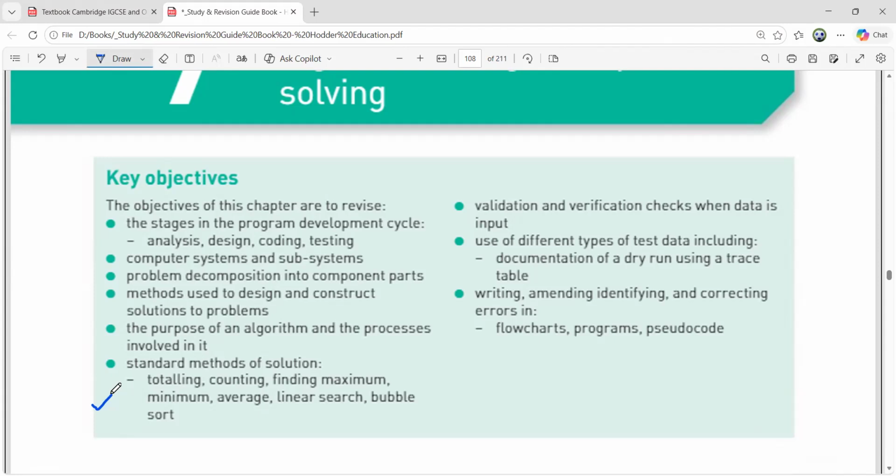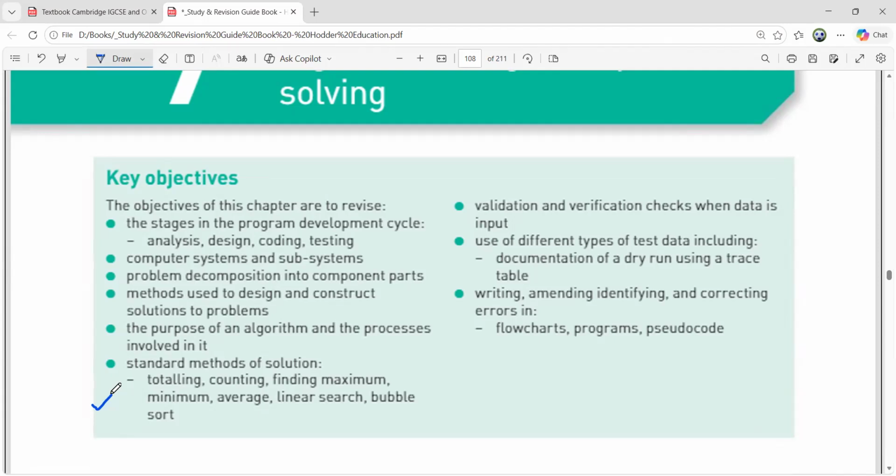Use of different types of test data, which is going to include normal, abnormal, extreme, and boundary. And we are going to talk about the documentation of a dry run using a trace table. So when we talk about testing, we are going to use the test data to see the impact of different variables or different situations at different time intervals.